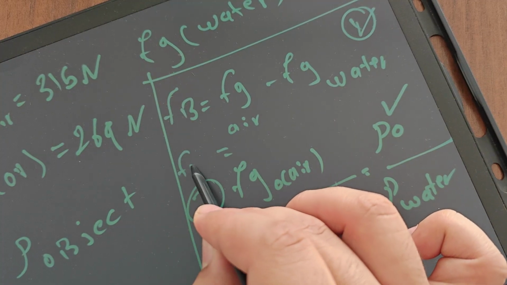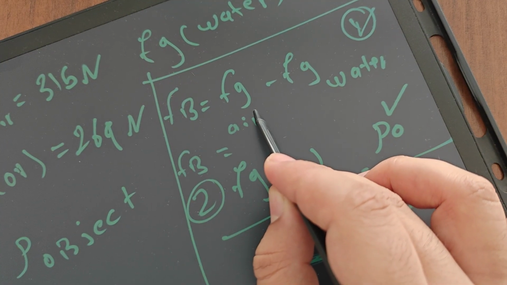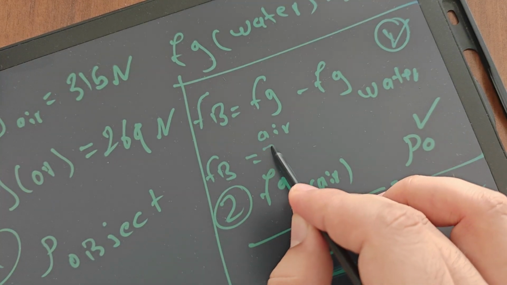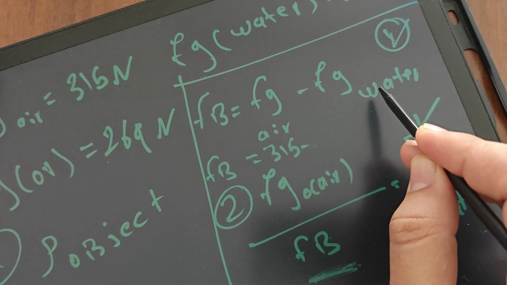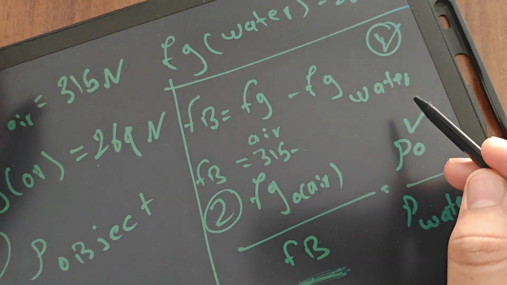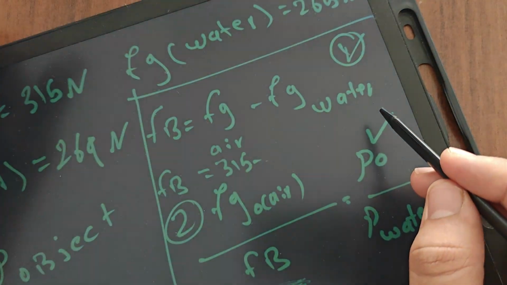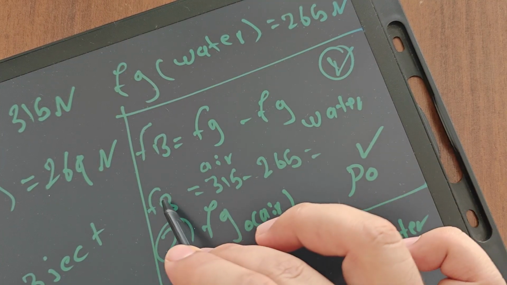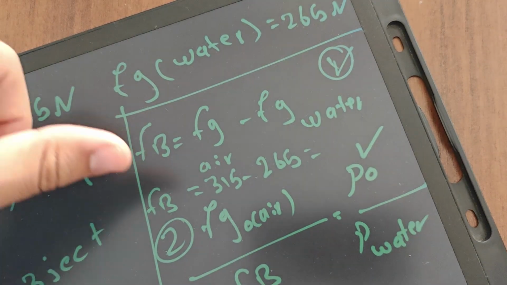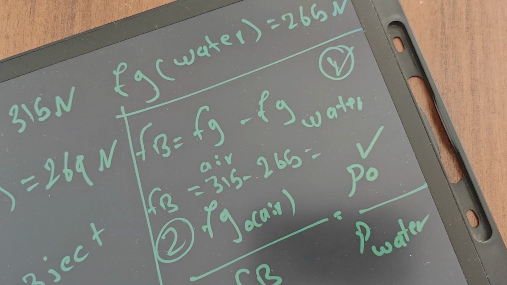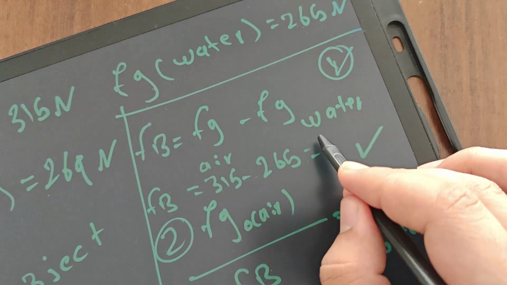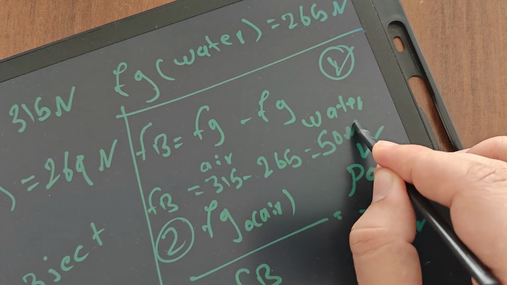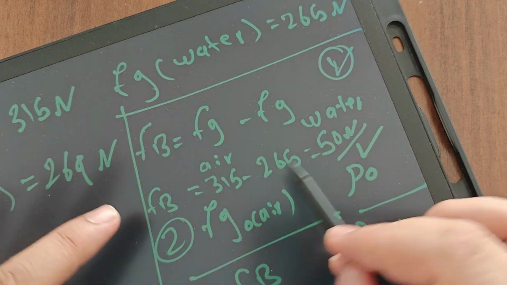Buoyant force is equal to Fg of the object in air, 315, minus Fg of the object in water, 265. You subtract both of them and you get the value of the buoyant force, which is 50 Newton. Finish, done. We found the buoyant force.